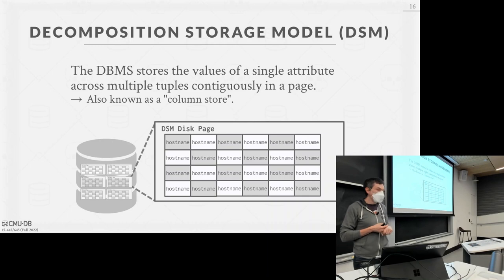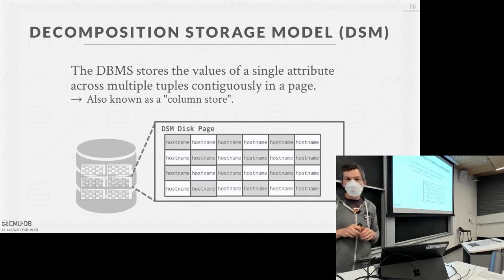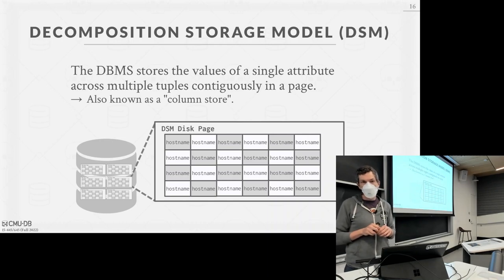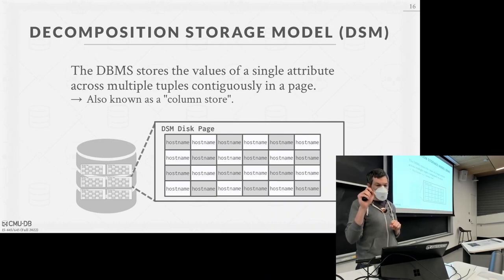Less is better. Yes? Now that you showed me this, I'm a bit confused about how do I get a particular item? Like specifically, if I want the hostname of a particular row, how do I get it back out? Okay, so his question is, how do I identify an exact row if I need to stitch it back together? A few more slides, we'll get there. Yes. All right, any other questions?